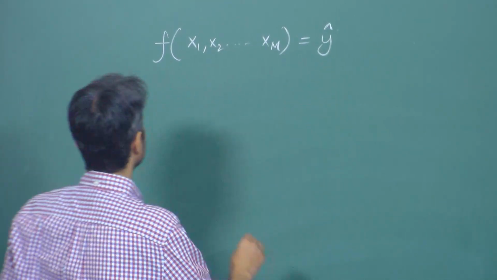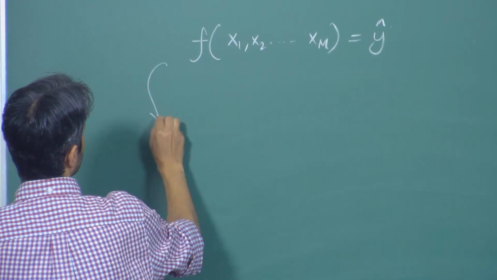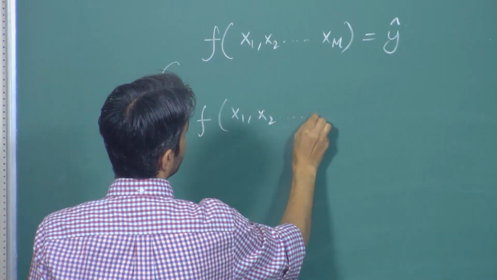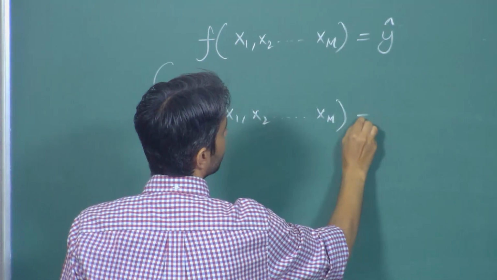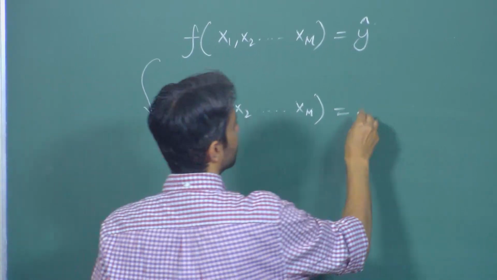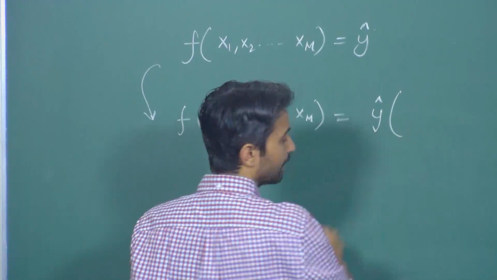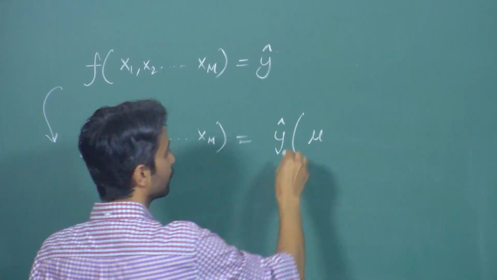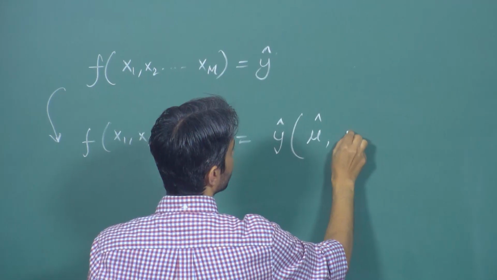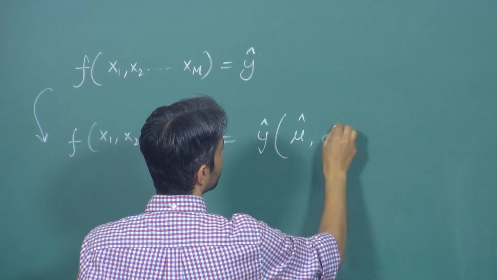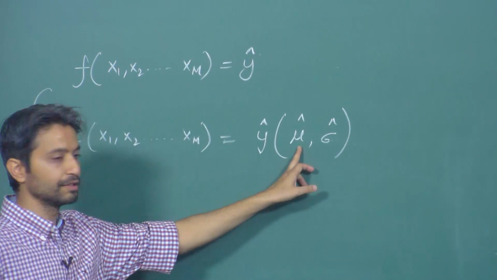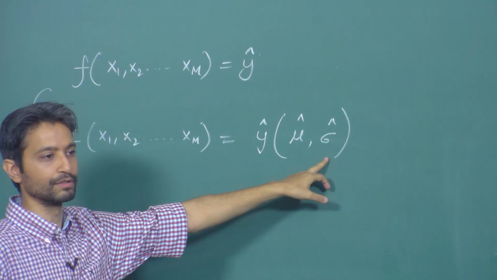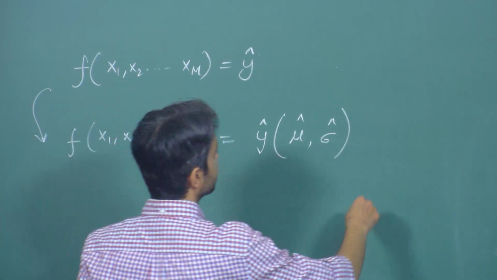It's just one number. But now what we will try to do is, instead of y cap, I'll get a distribution of y which has a mean mu, and then you can say variance or sigma, whatever. It has a mean of mu and a variance or standard deviation of sigma.